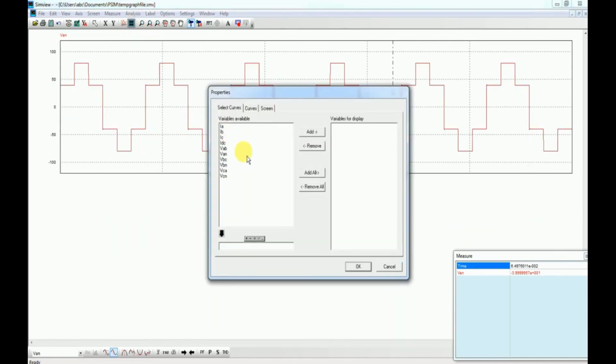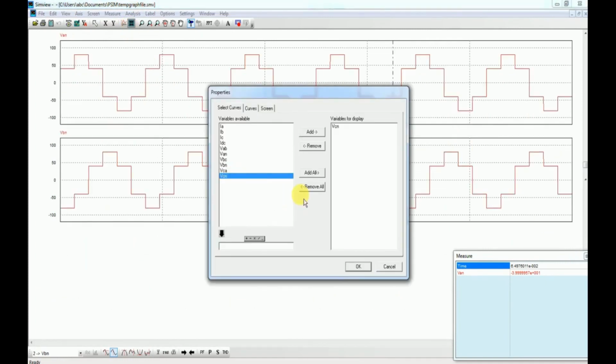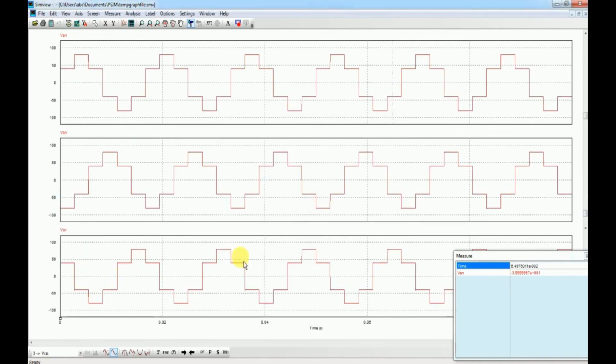The other two voltages: if we plot the VBn here, then you can see that this VBn is shifted in the same sequence as we studied in the theoretical analysis. If I plot the VCn here, you can see that all of these waveforms actually comply with the theoretical analysis we did before.